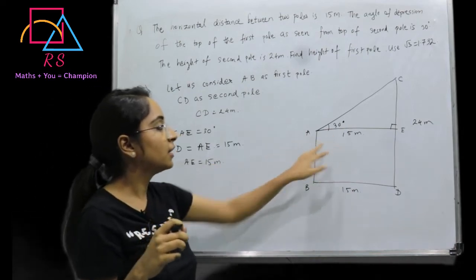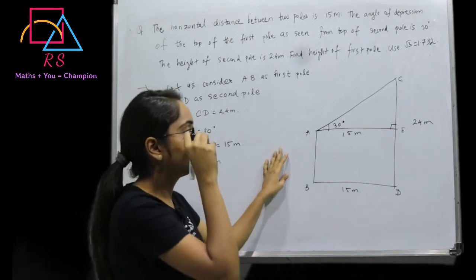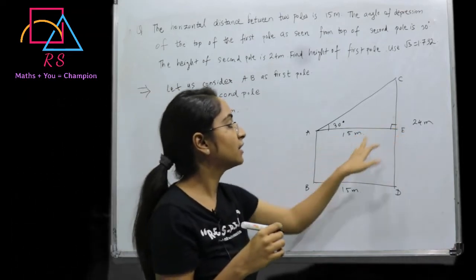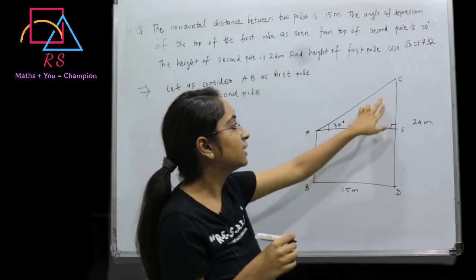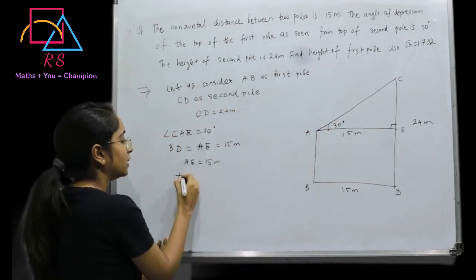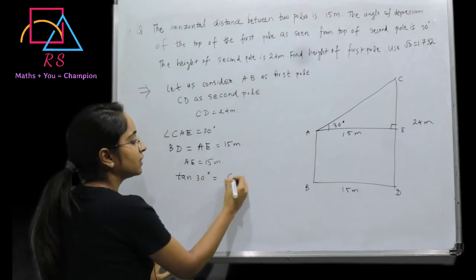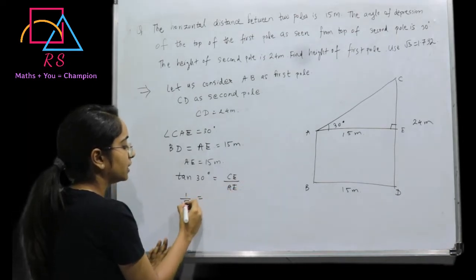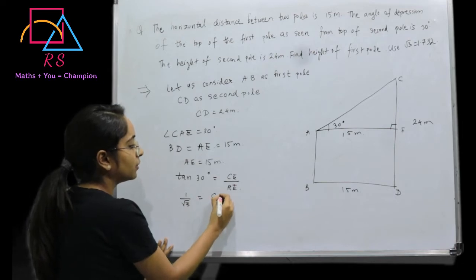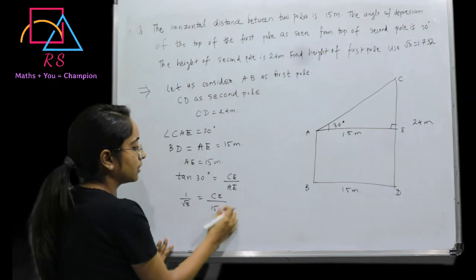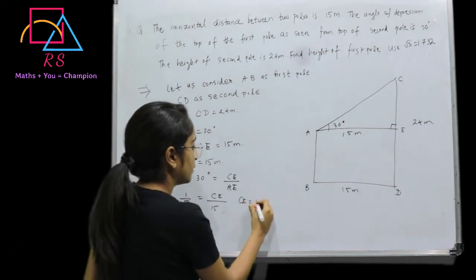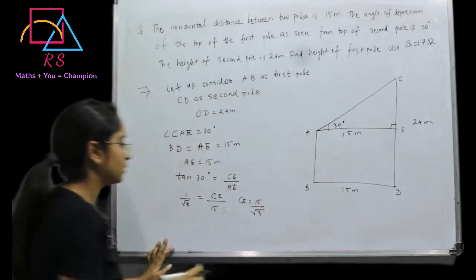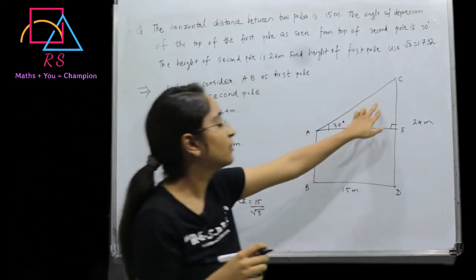Thus we can derive a trigonometric relation, which is tan of 30 degrees, as we are given AE and CE we can find from here. So tan 30 degrees is equal to CE, which is the opposite side, upon the adjacent side. We get 1 upon root 3 is equal to CE, which we have to calculate, upon AE, which is 15 meters. So CE comes as 15 upon root 3.